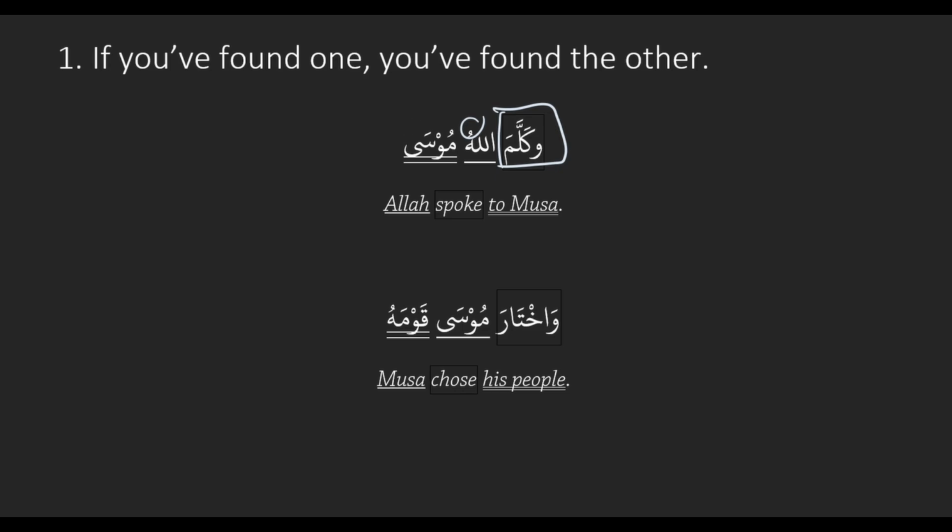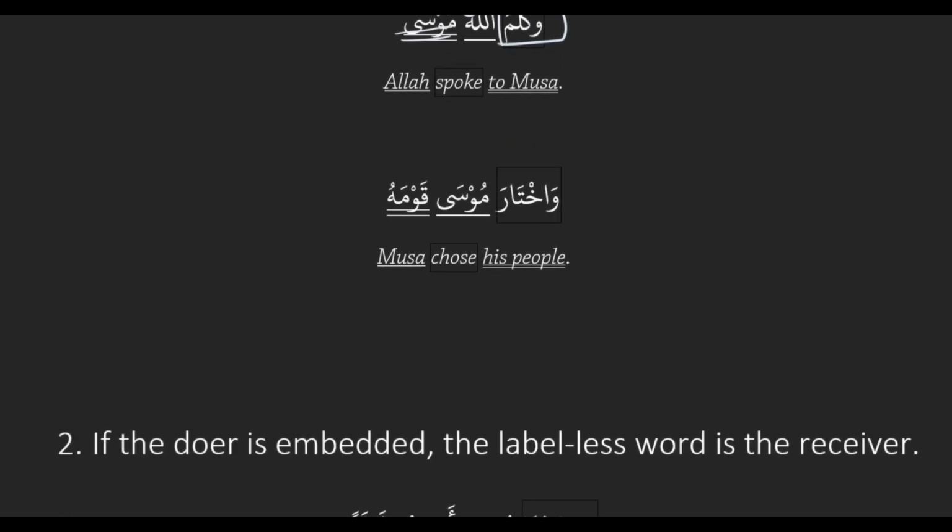And then Musa, what kind of word is that? That's labelless because it ends in alif. But we found our action, we found our doer, so what role is left for the word Musa? Just receiver. Right. So Musa is a receiver. Pretty logical, right?